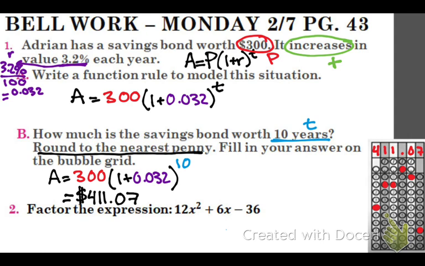Problem 2 says factor this expression. What's the first thing we have to look for when we're factoring? The GCF. Do we have a GCF? Yeah. What's our GCF? 6. All right. So if I divide every term by 6, I can rewrite this as 2x squared plus x minus 6.